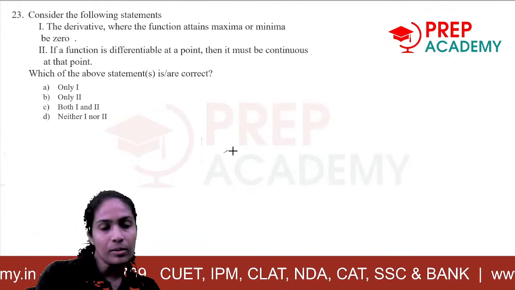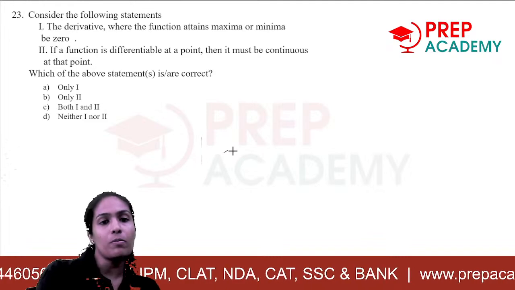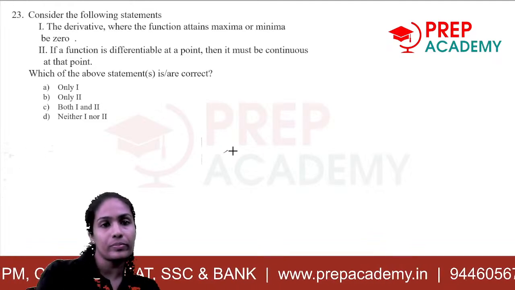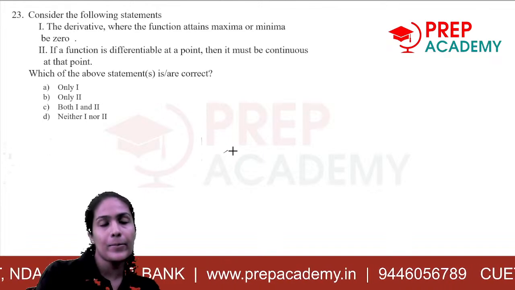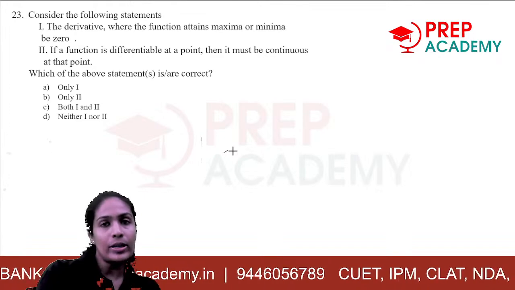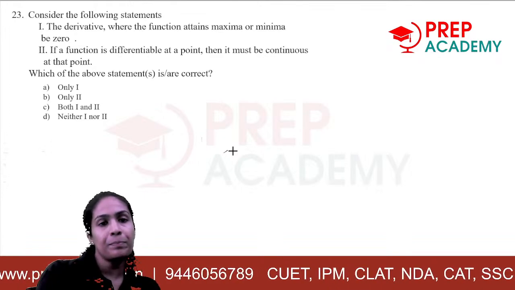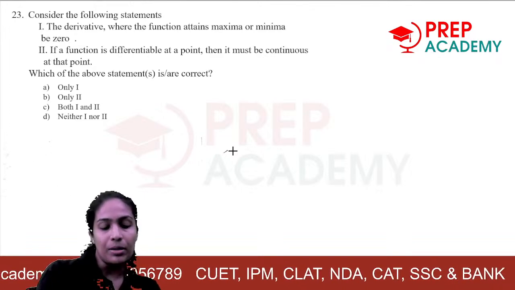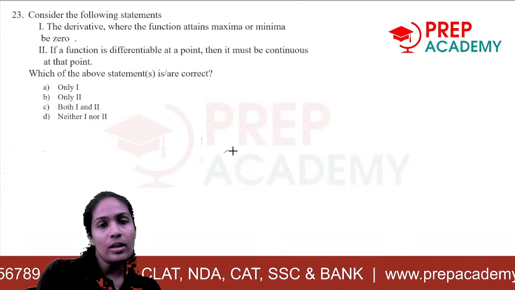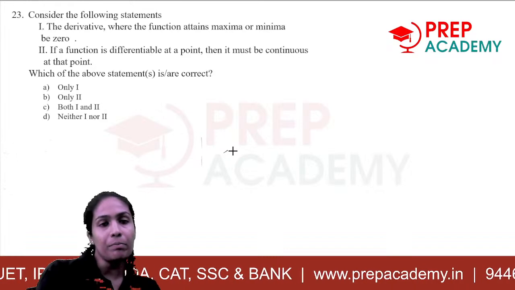Option A, only one. Option B, only two. Option C, both 1 and 2. Option D, neither 1 nor 2. This is also a direct question from the theory part. You can consider the first statement. The first statement says that the derivative where the function attains maximum or minima is 0.